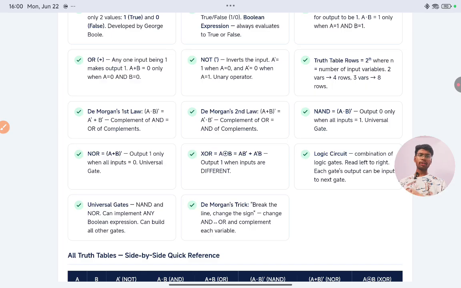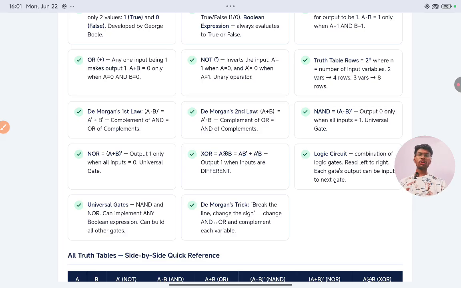For the truth table, there are 2 to the power n rows; we can calculate that 2 variables give 4 rows, 3 variables give 8 rows. We sometimes have to make the truth table. Then other laws are there, but most important is De Morgan's first law: (A dot B) whole complement equals A complement plus B complement. That is, the complement of AND together is the OR of the individual complements. And De Morgan's second law is (A plus B) whole complement equals A complement dot B complement. The complement of OR together gives the AND of the individual complements.